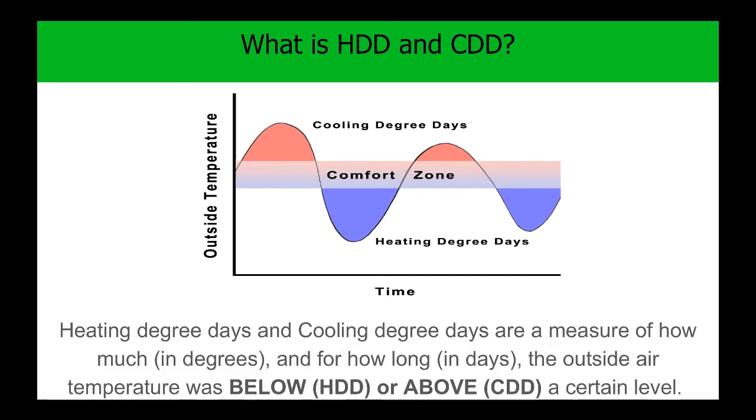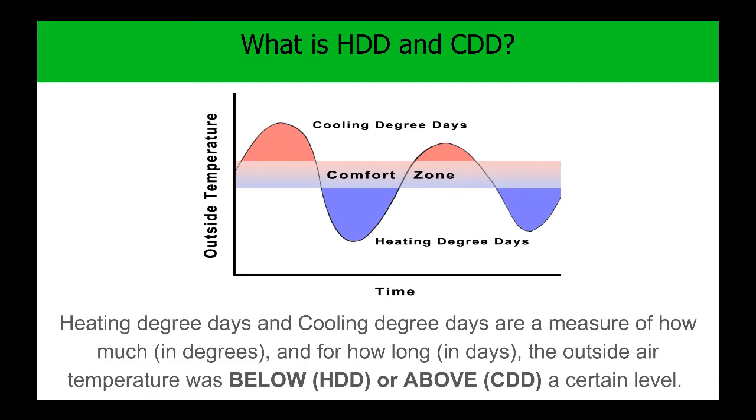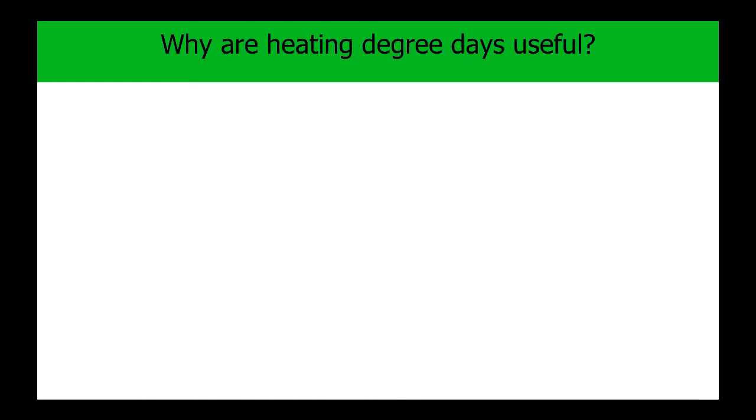Okay. So the definition is that it is a measure of how much in degrees and for how long in days the outside temperature is below or above a certain level. So why are they important? Let me give you a quick example.